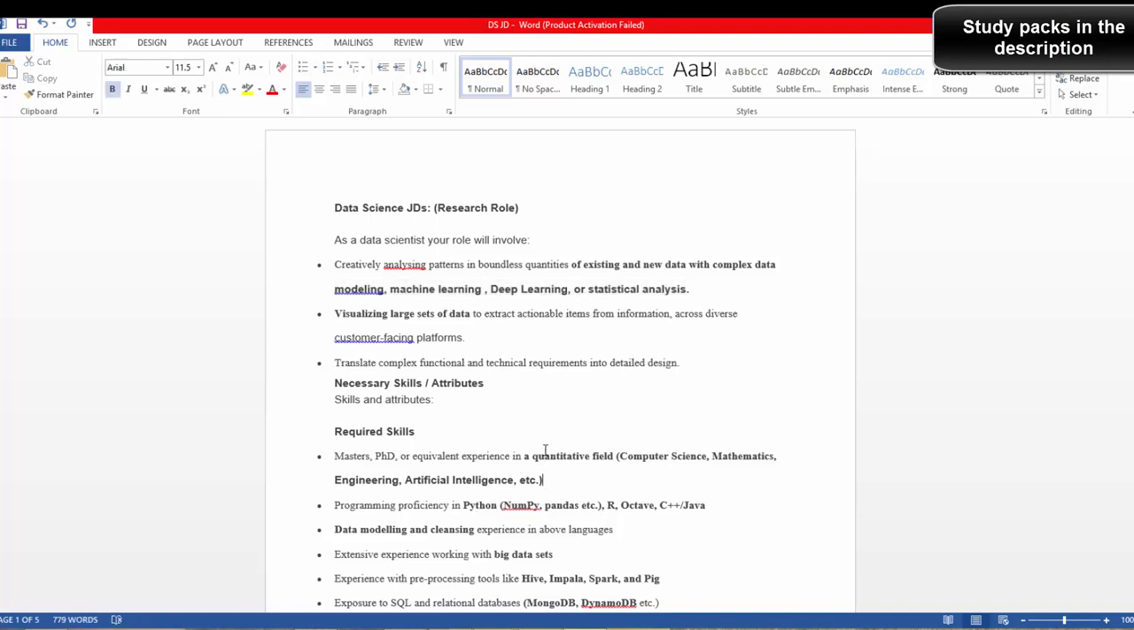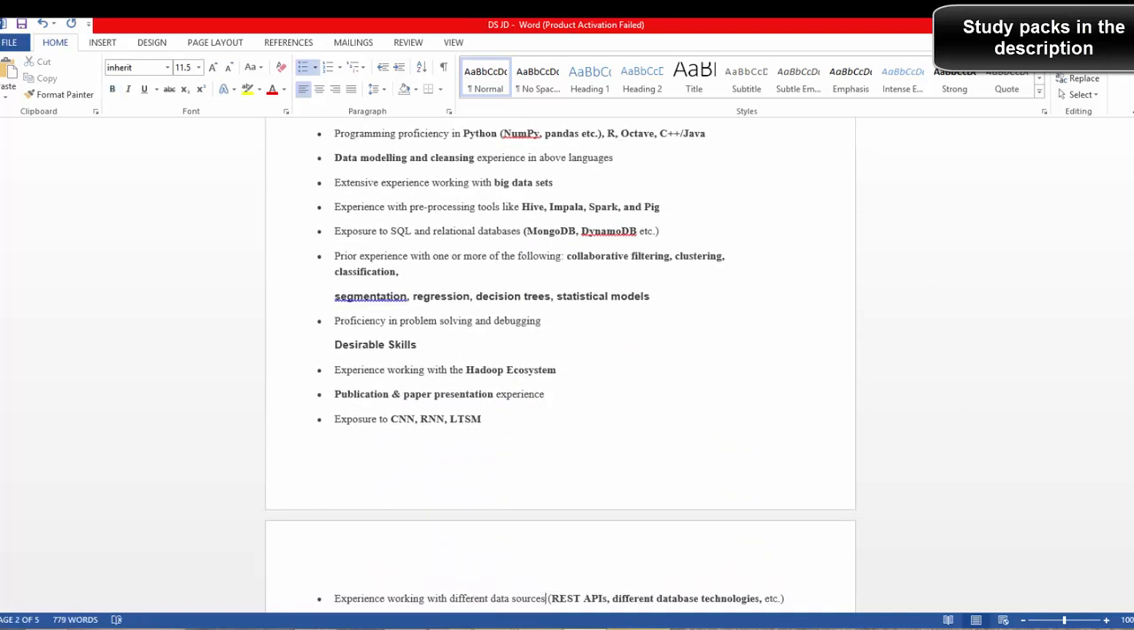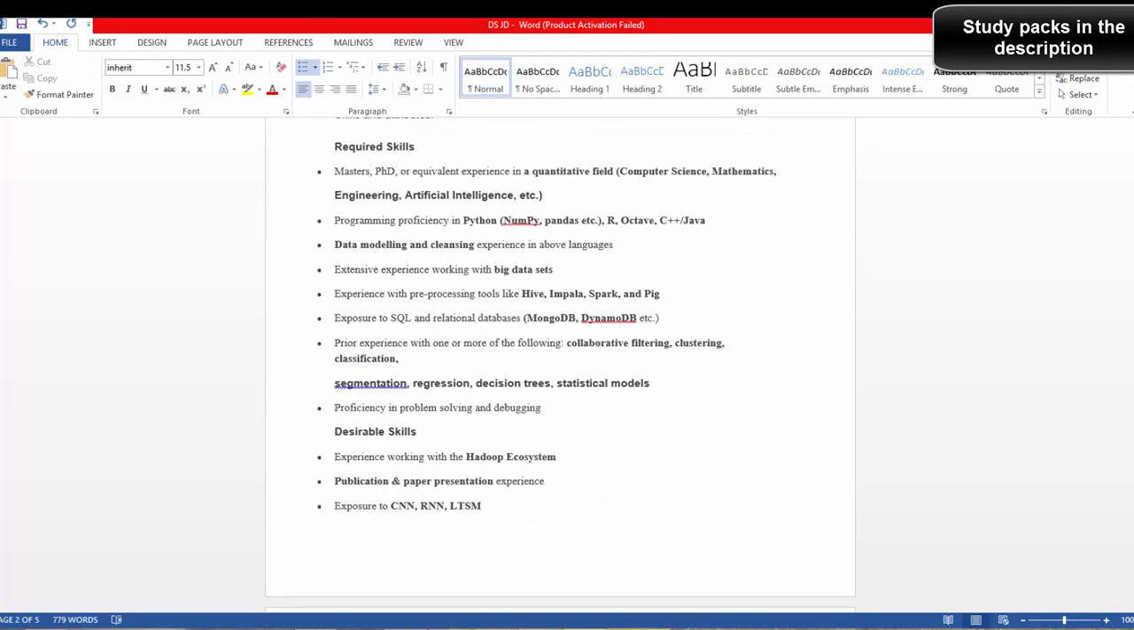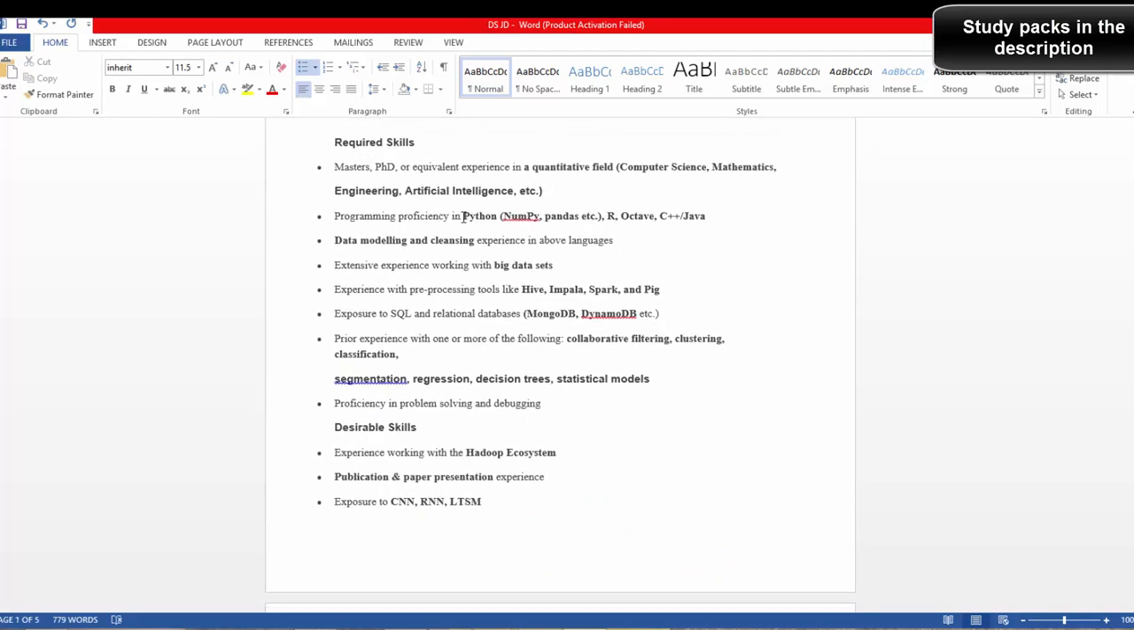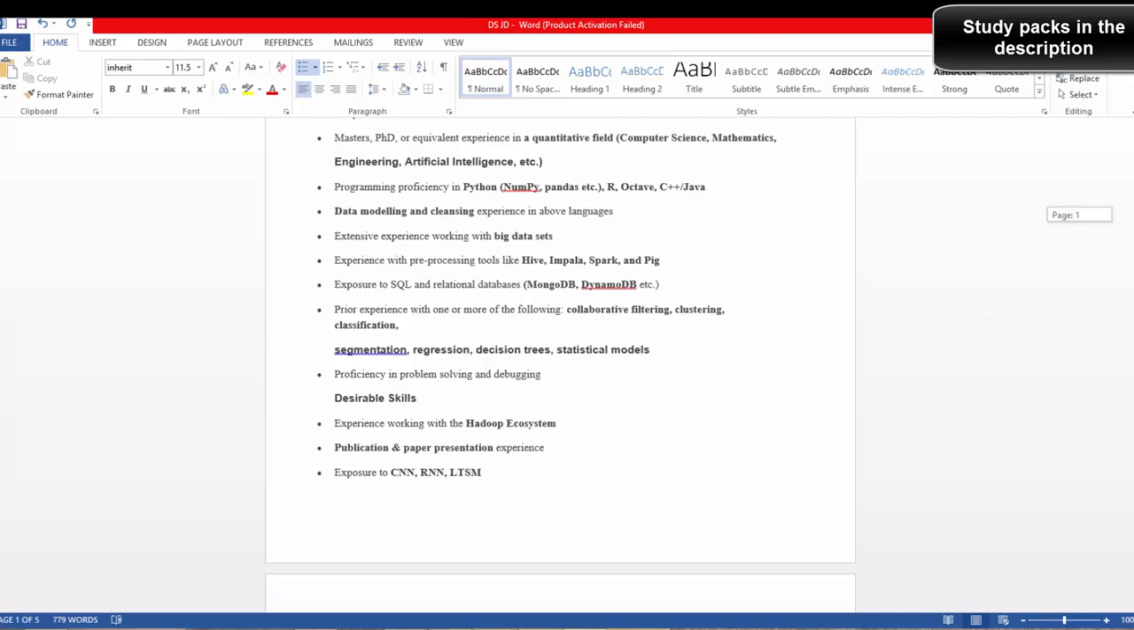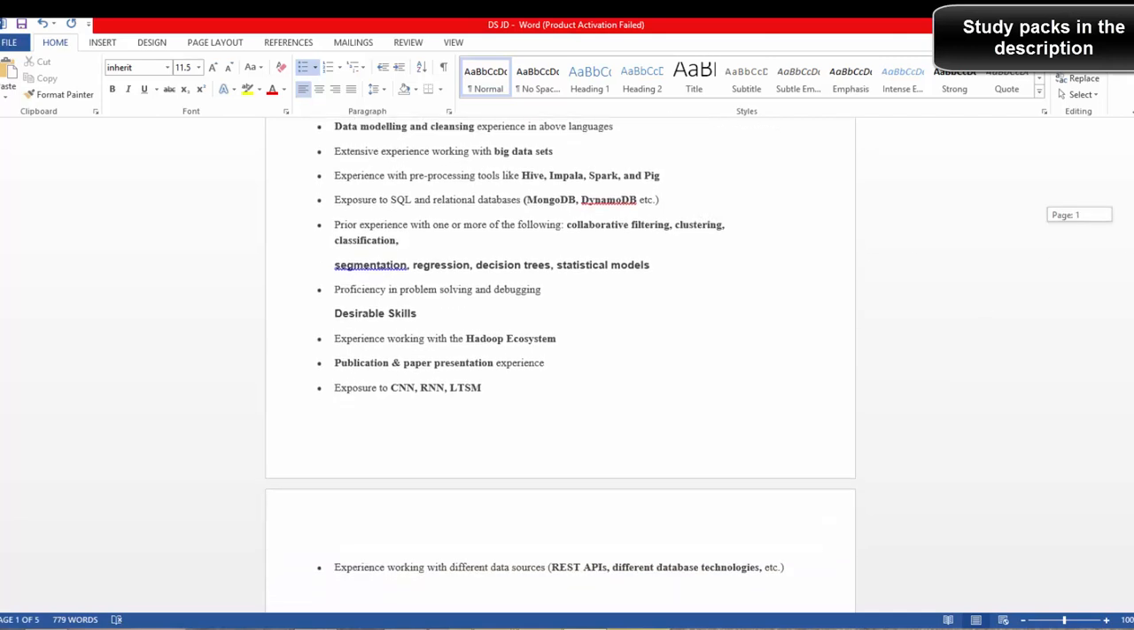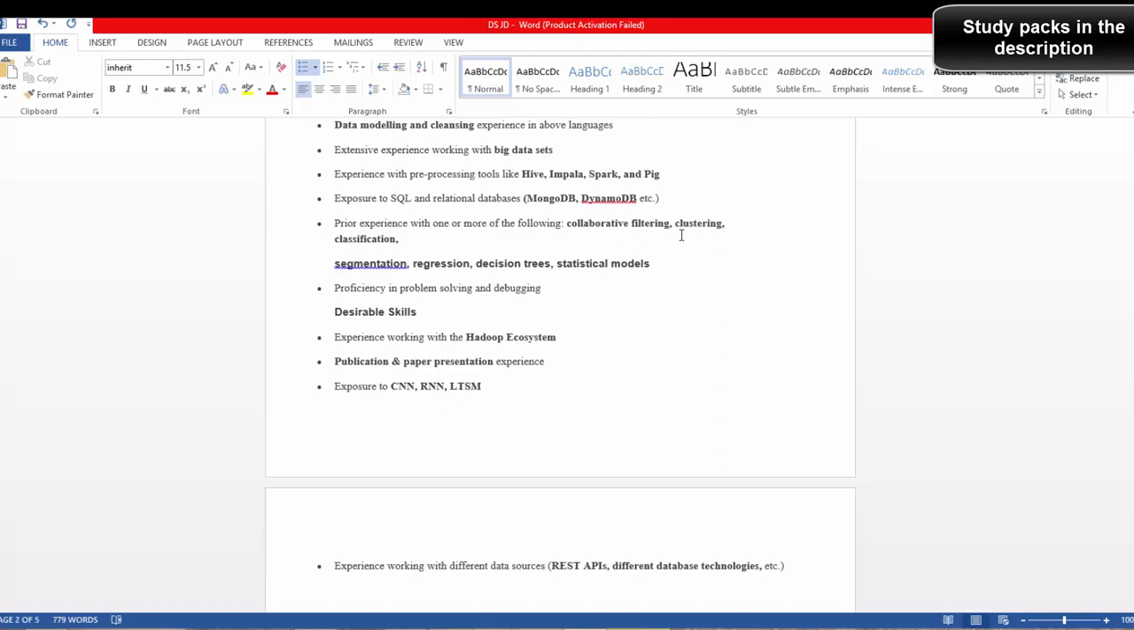Among other things, what they require you to know is that you should be comfortable with any of these languages: Python, R, Octave, C++, Java. One should have a master's or PhD in any of these quantitative fields: computer science, mathematics, engineering, and so on. One should have experience building models using collaborative filtering, clustering, classification, segmentation, and so on.